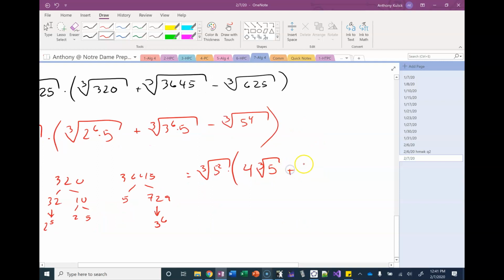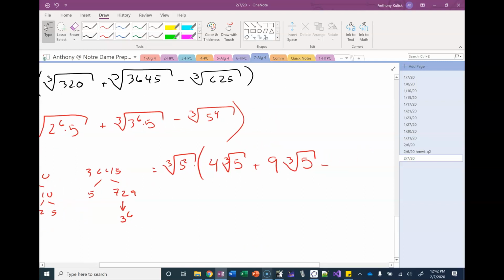I can do the same thing on the second radical, the cube root of 3 to the 6th times 5. I can cash in all 6 of those 3's to get 2 3's out front. 3 times 3 is 9. Leaves me with just a cube root of 5. And then if I look at the last radical, the cube root of 5 to the 4th, I can trade 3 of those 5's in to get 1 on the outside. And I have 1 5 left over inside my radical. So far, so good, Lexi?